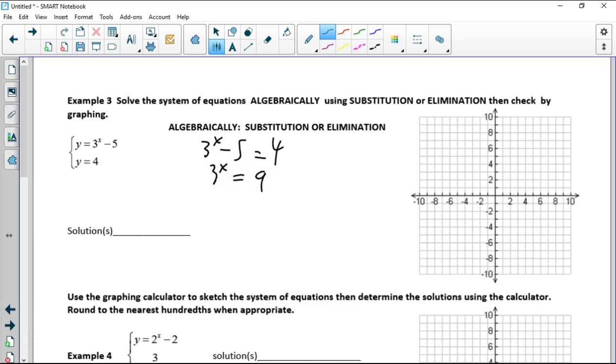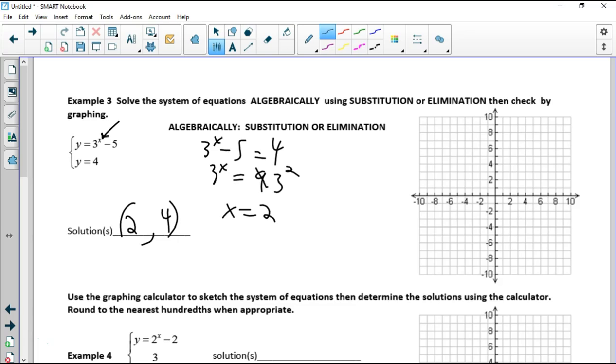And then you could change this to the same base if you wanted to, 3 squared, or you should just go 3 squared is 9. So x equals 2. So x is 2. What's y going to be? Well, we plug 2 in here, which we've already done. We know it's 4. So they should intersect at 2, 4. Let's see if they do.